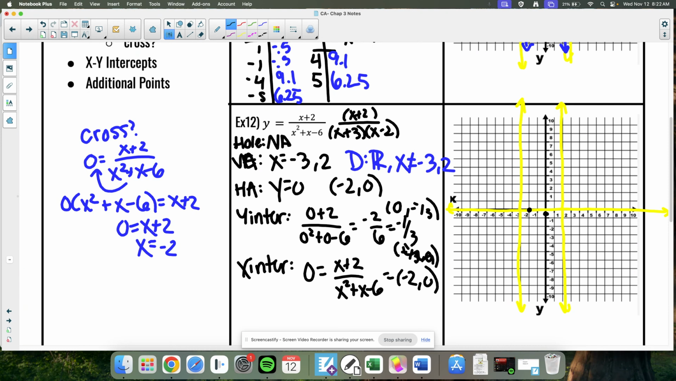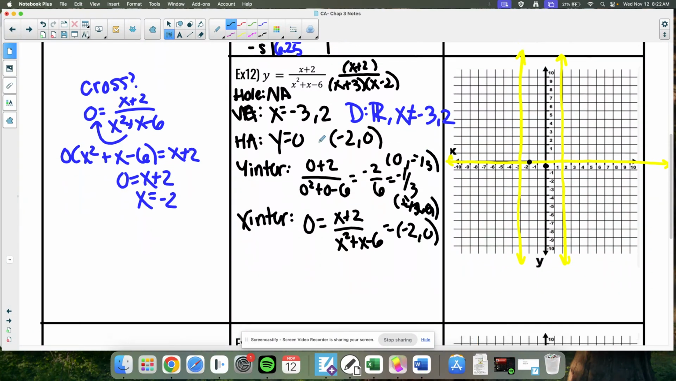If you've already found something by chance, I would still just go through the practice of re-finding it, just because once you get in a flow, these get a little bit more logical, I guess. 0, -1/3. So go down 1/3, -1/3. So we have our stuff. Now we just need our additional points.